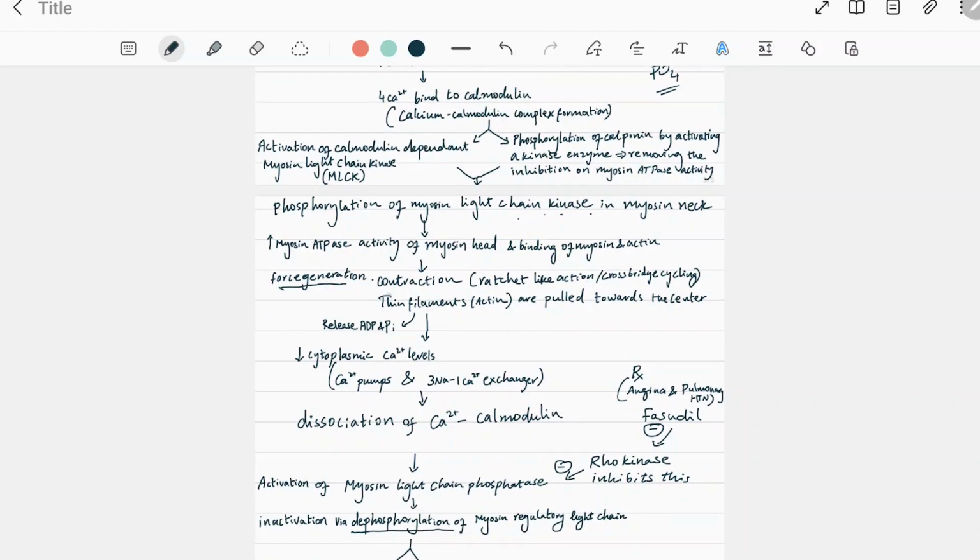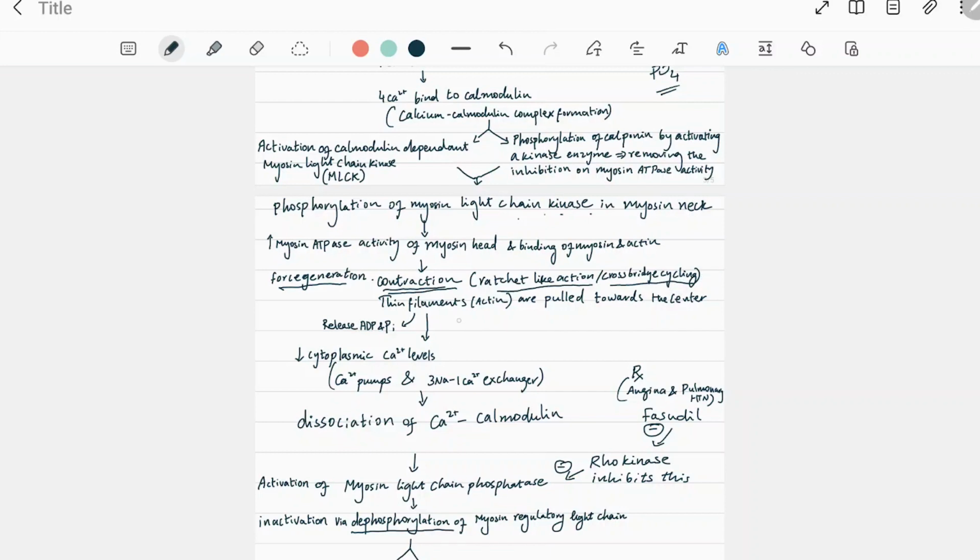So now you are going to generate force. This is known as contraction. Okay, so you contract because of this myosin ATPase activity increase over here. So the myosin head's activity increases, and you get a ratchet like action. It's like a ratchet or a spanner, if you helped your father around the house when he worked. So ratchet like action or cross bridge cycling takes place.